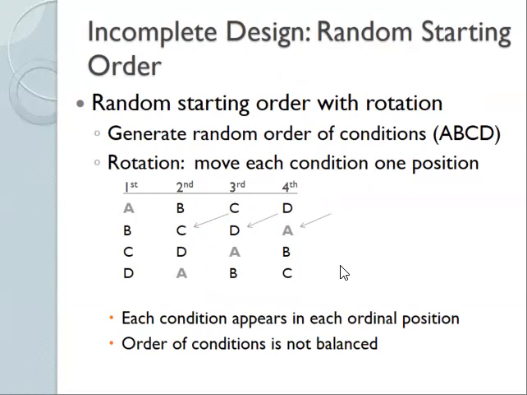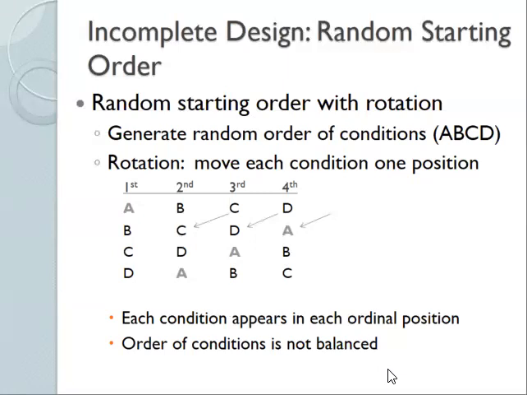Another potential good option is what's called random starting order with rotation. So here you generate a random order of the conditions. In this case, we randomly decided to put them in A, B, C, D. And then you rotate, or you move each condition one position. Because this is an incomplete design, everyone gets each condition once. So each row would be one participant. So the first participant would get A, then B, then C, then D. Then they get shifted. Your second participant gets B, then C, then D, then A. The third participant would get C, then D, then A, then B.